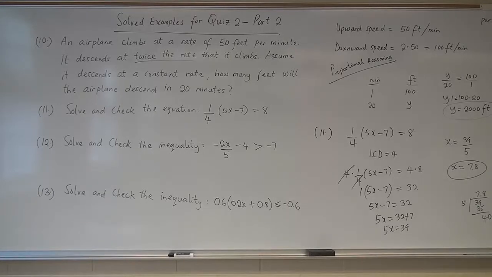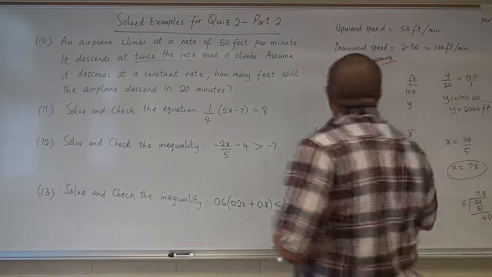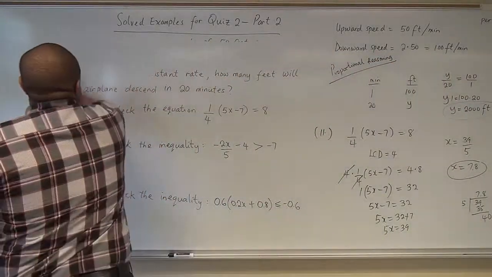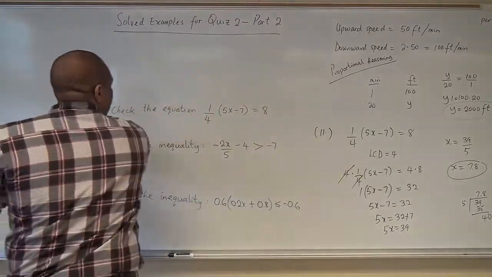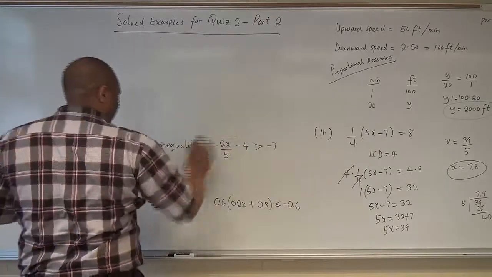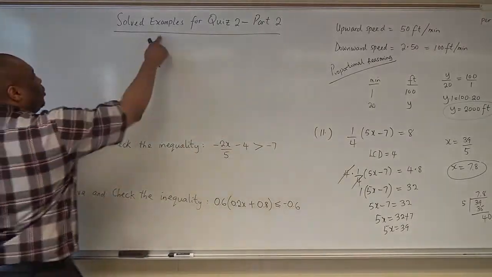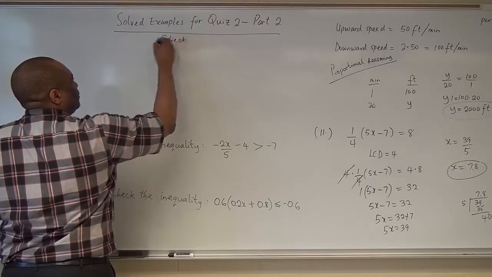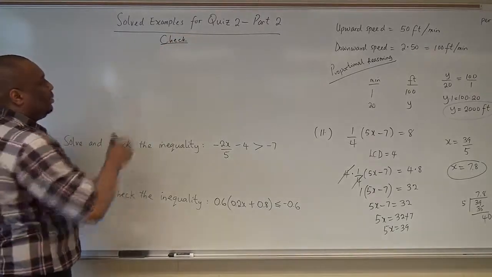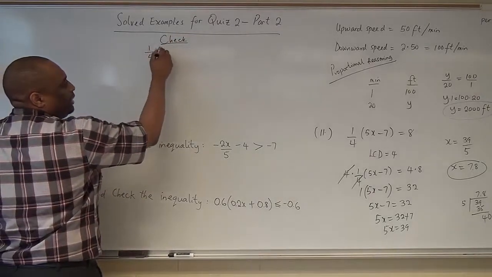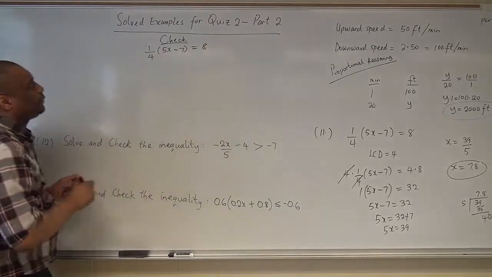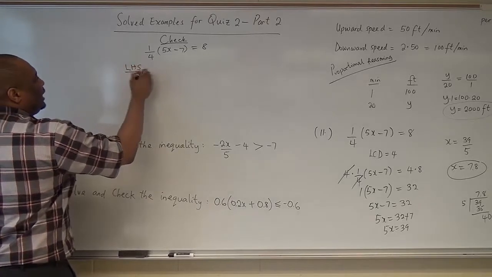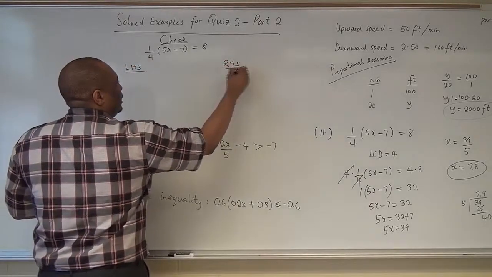Okay, 7.8. Now let's check it. Let's check our work to see whether we are right. In checking our work, we want to check with the main equation. So we write check. We write the main equation. I am doing this just like I taught it. So please, you need to view that video. So left hand side, right hand side.